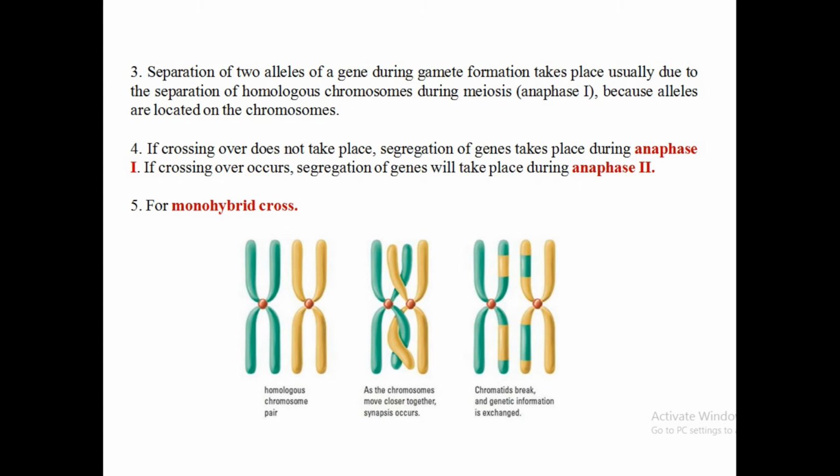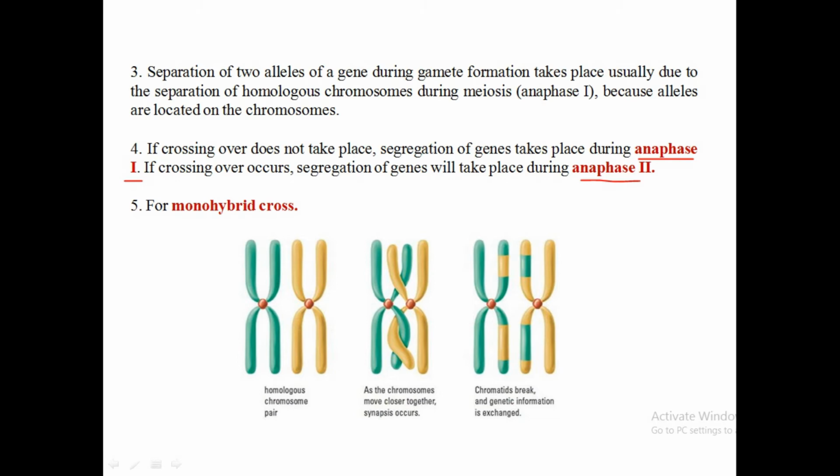The fourth point is, if crossing over does not take place, segregation of genes takes place during anaphase 1. If crossing over takes place, the segregation of genes will take place during anaphase 2. This is one important point, you have to remember this. This comes in several life science exams, and the law is for the monohybrid cross.